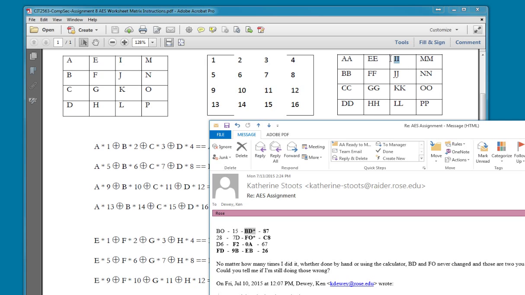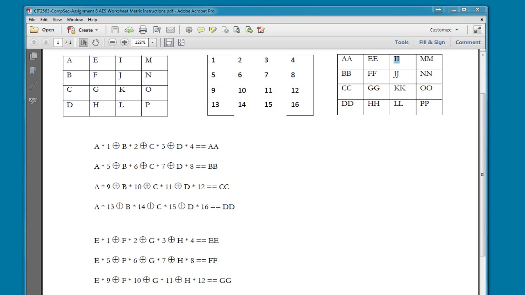Okay, so what we're trying to calculate is this value of II. Hopefully you agree with me there. To get II, we need this down here. So II is equal to I times 1, J times 2, K times 3, and L times 4. So we're basically working with this column.